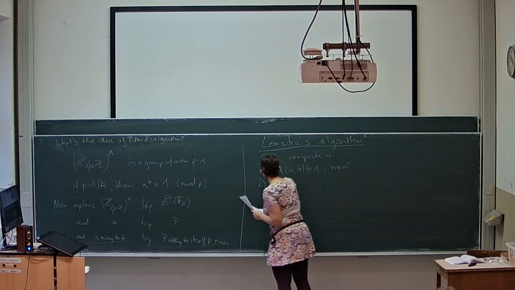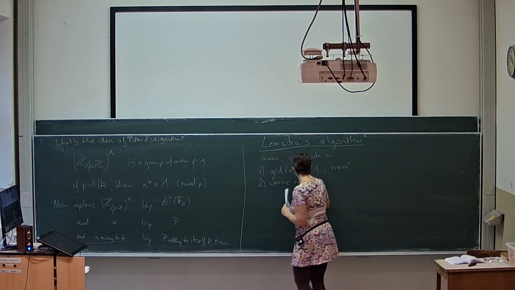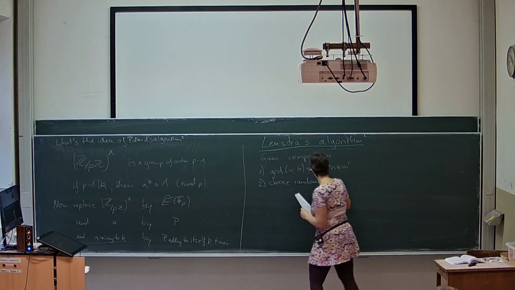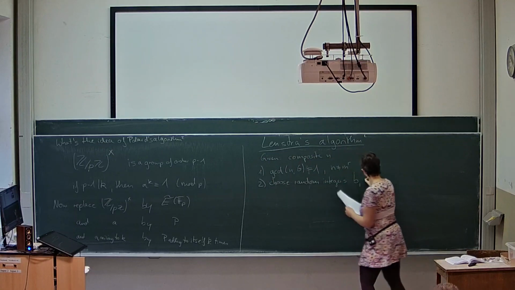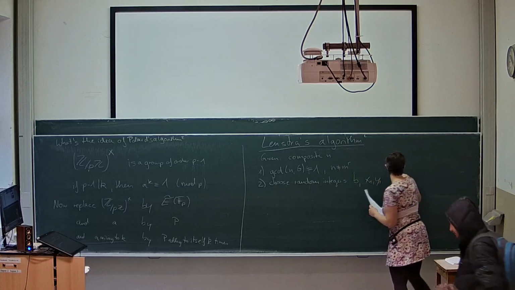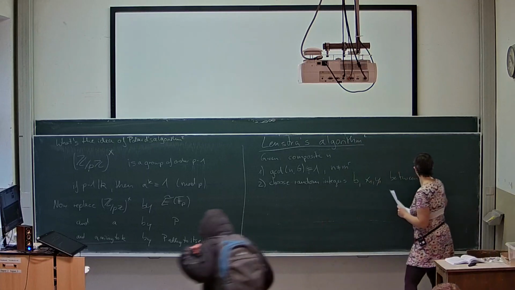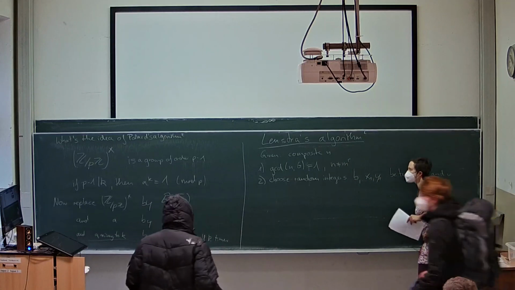And then we choose random integers b, x1, y1 between 1 and n.